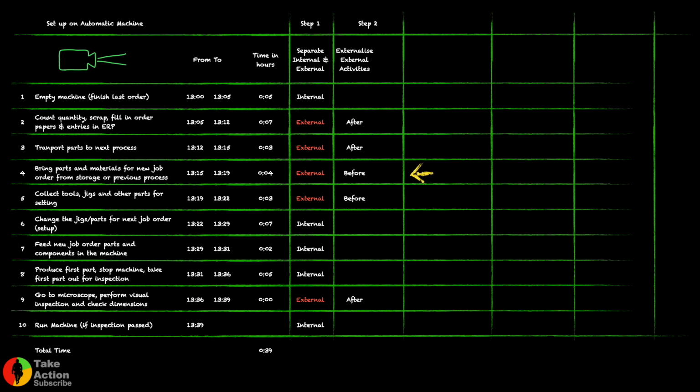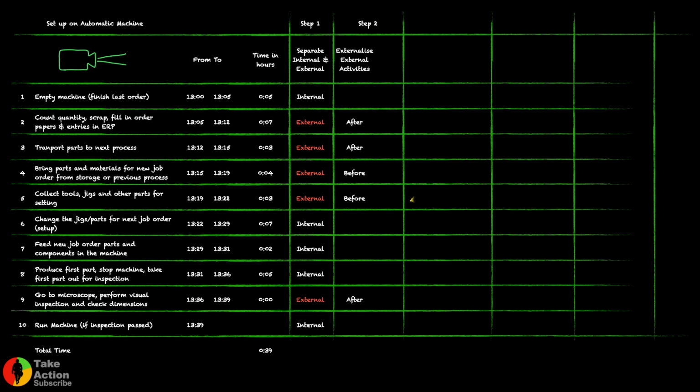Activity number 4 is bringing the parts and the material for the new job order. Actually, this can very easily be done before the machine was stopped, before the machine has finished the running job order. So the operator could have easily prepared everything, and when the machine is stopped and has finished the running job order, then he or she could have started with the setup time, and not then gone to the previous process or to the storage to bring the parts.